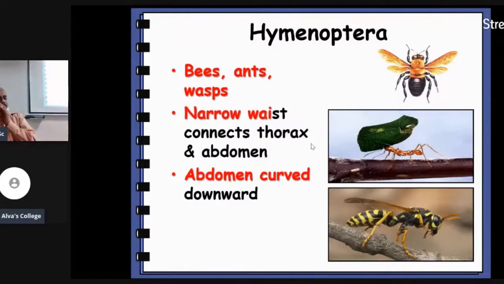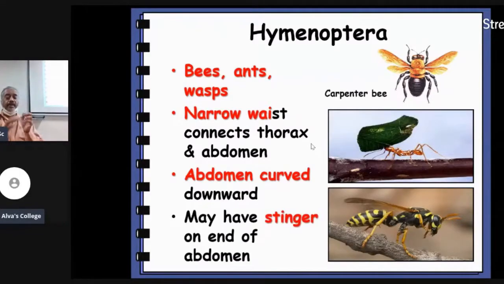In all these three groups of insects, you can see that the tip of the abdomen is curved downwards and inwards. This is how we can identify this group of insects. They may or may not have an organ at the tip of the abdomen, because these are defensive in nature and they have stings. These stings contain chemicals by which they can ward off their enemies or protect themselves.